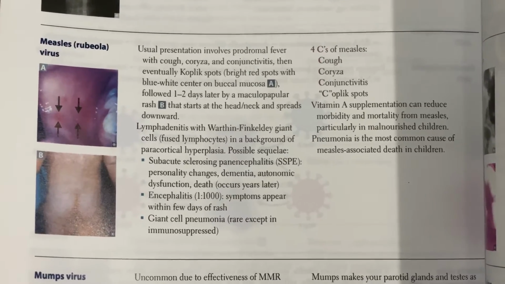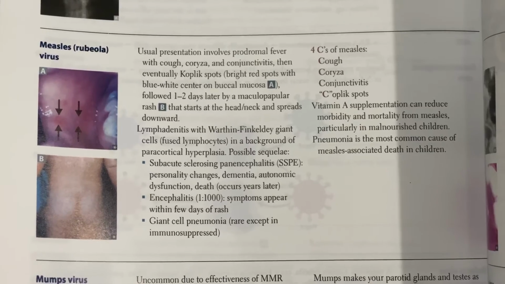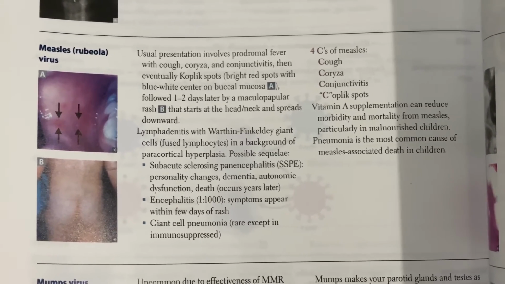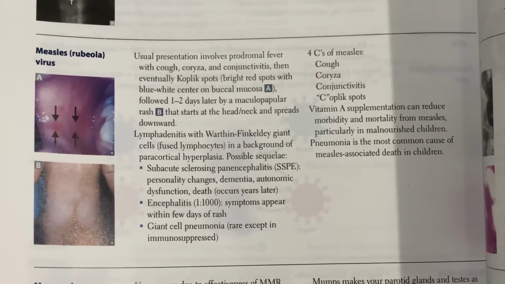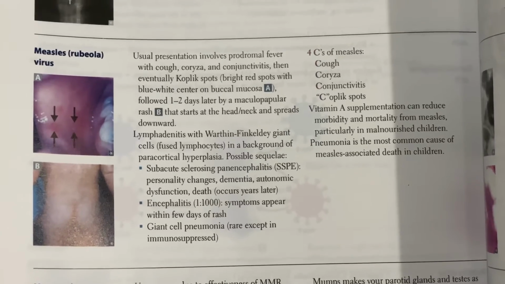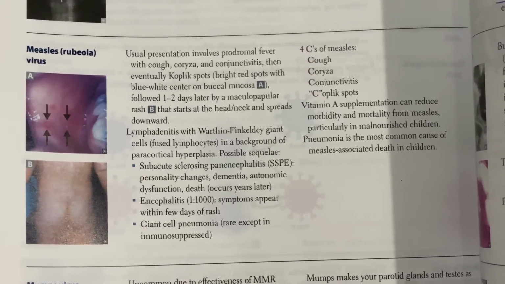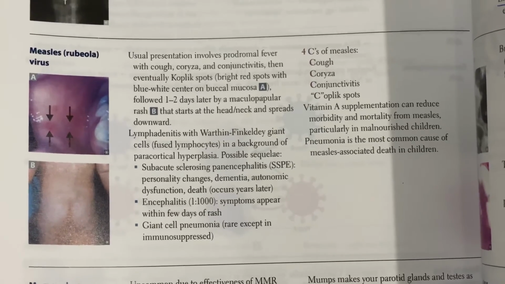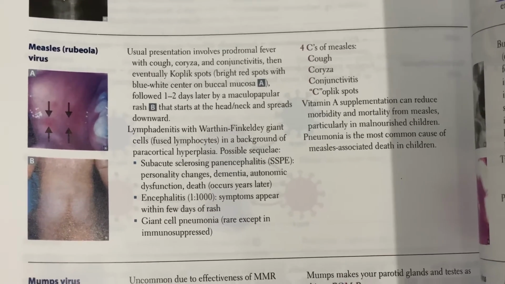Now we will revise. First of all, measles has prodromal fever, then cough, coryza, conjunctivitis, eventually Koplik spots, which are on buccal mucosa, that are red spots, bright red spots with blue-white center. White center, red spots on buccal mucosa, these are the Koplik spots which occur in measles.